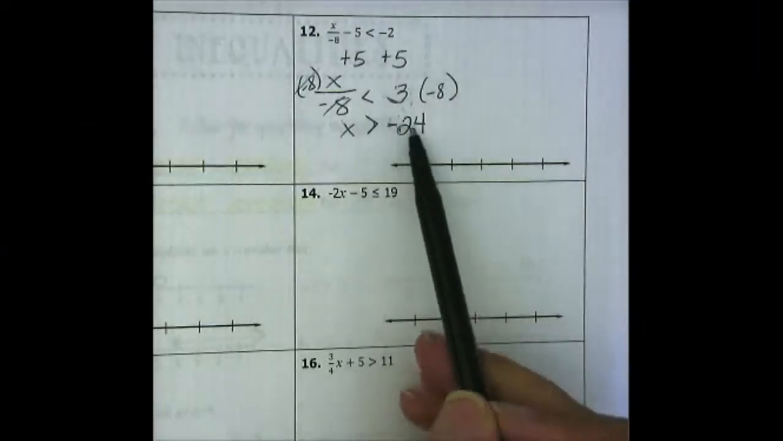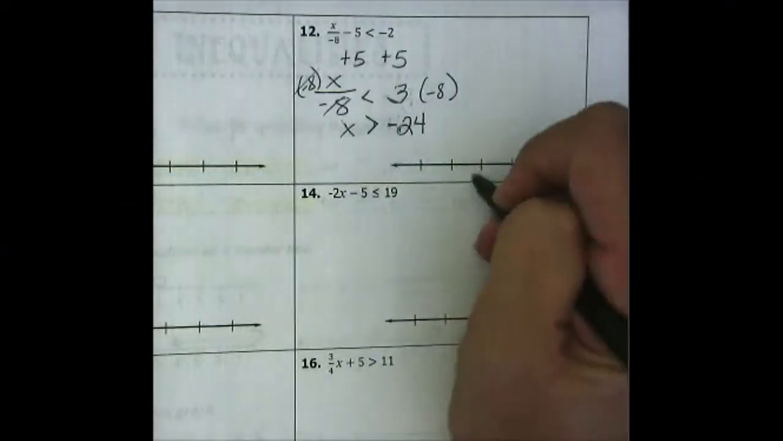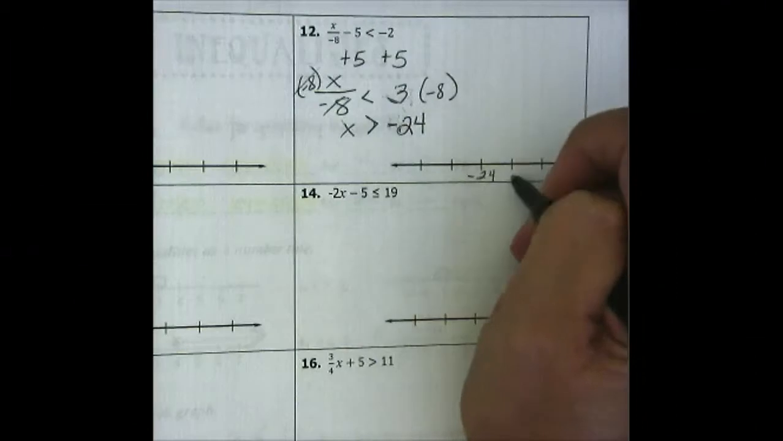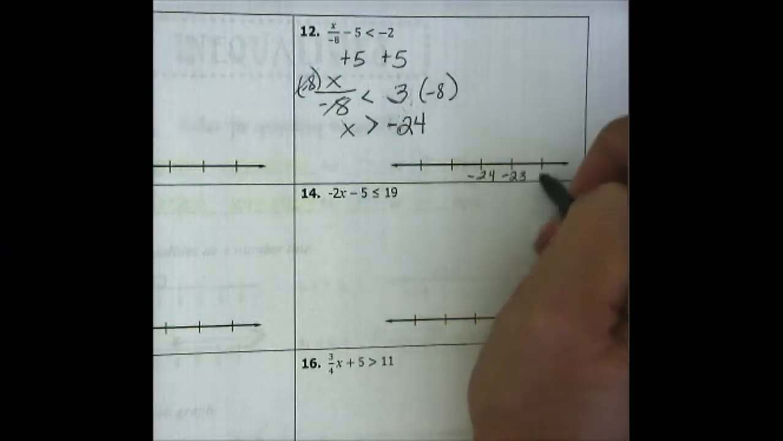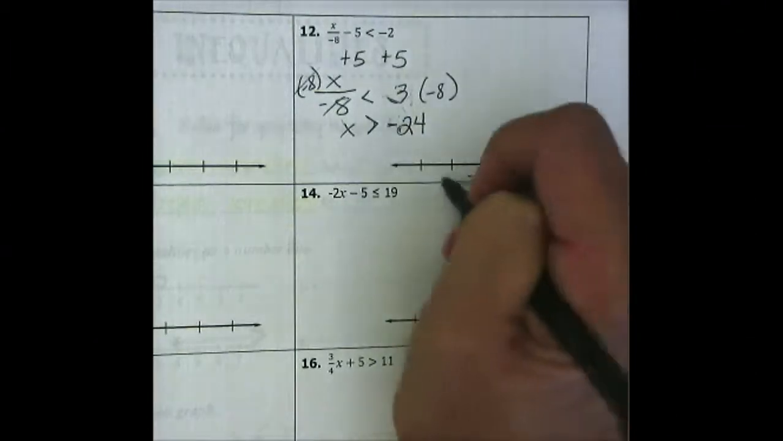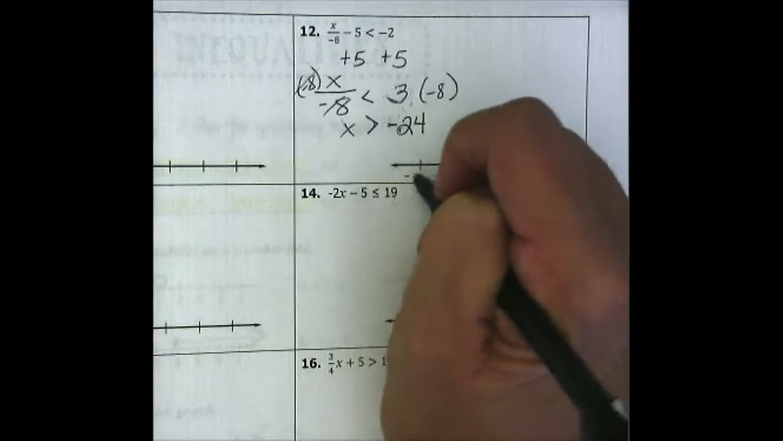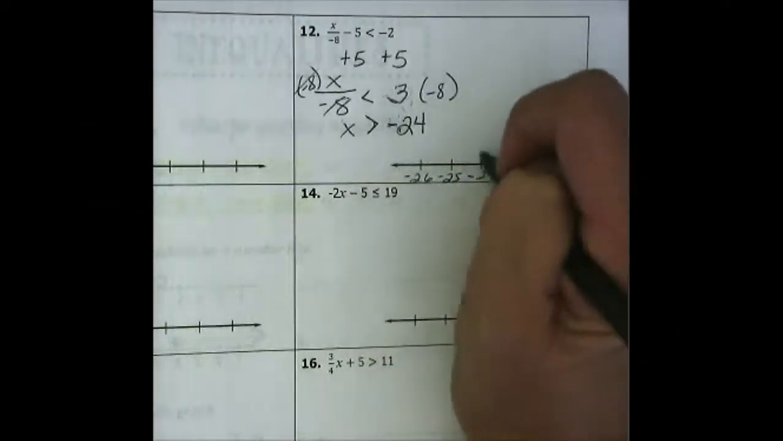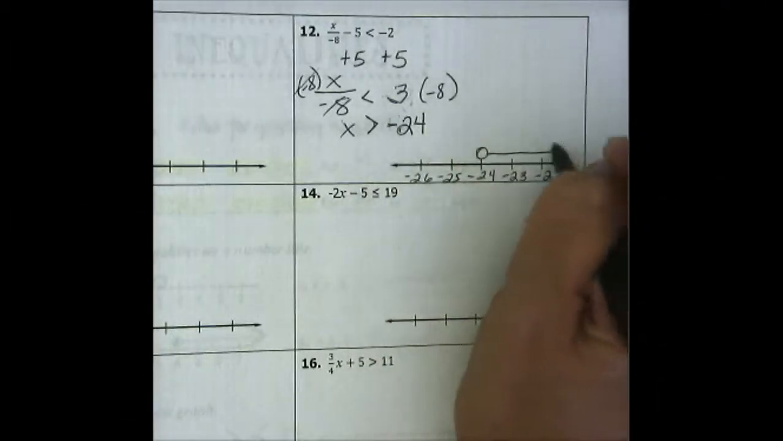And -24, then, if we were to work our number line, we have -24. Remember, the numbers to the right are larger. Numbers to the left are smaller. And we're going to have an open circle and the arrow pointing to the right.